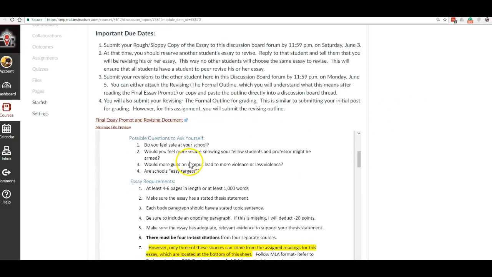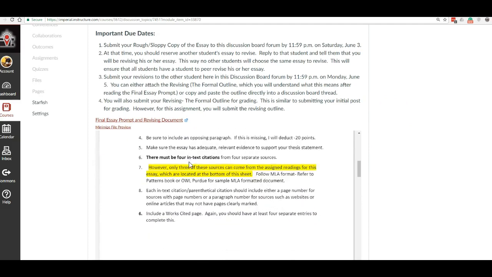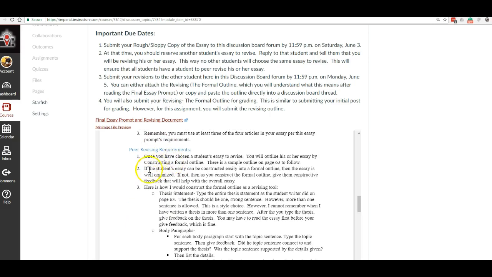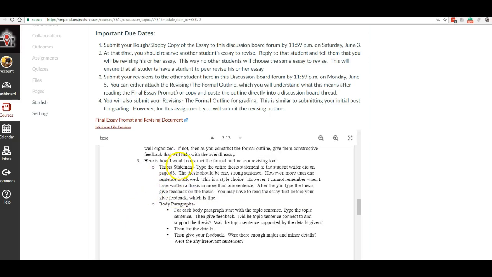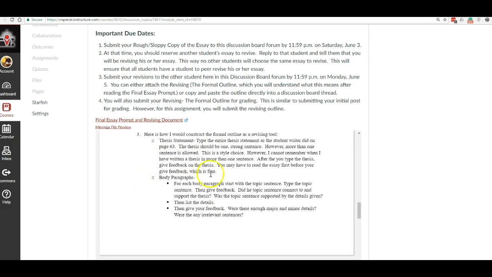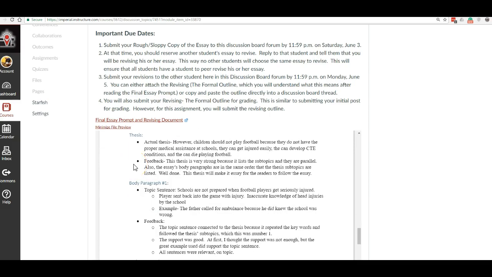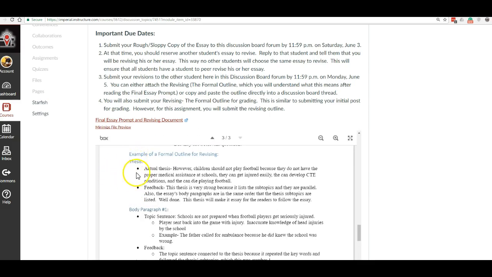You can read this. It's the essay requirements, etc. And then down here, peer revising requirements. If you go to page 63 in your book, it gives you a nice formal outline. But I've given you suggestions here, but it'll look something like this, what I've done. And I took this from Gabriela Ramos's paper. So if you're going to outline it, obviously you're going to start with the thesis. I typed in her whole thesis. Then I gave her some feedback.